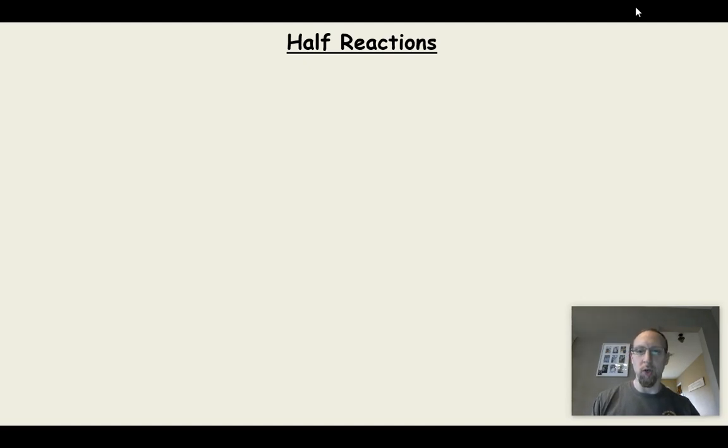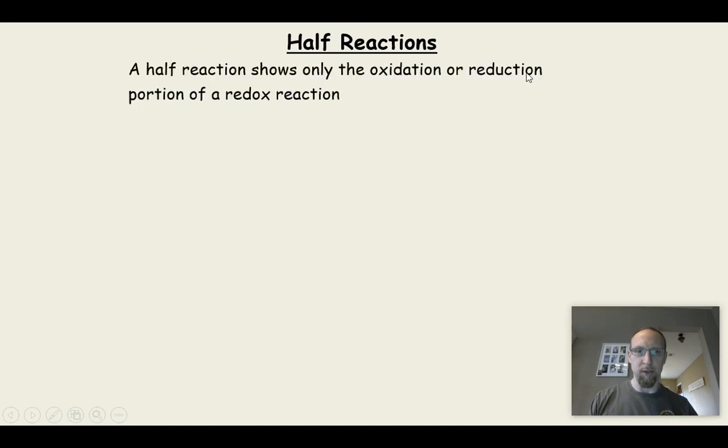Leo says GER. So a loss of electrons is oxidation, and a gain of electrons is reduction. And you have both of these happening at the same time. So in a redox reaction, you have that movement of electrons taking place. So what is a half reaction? It's exactly what it sounds like. It's showing only half of the reaction. So it's showing either the oxidation or the reduction portion of the reaction.